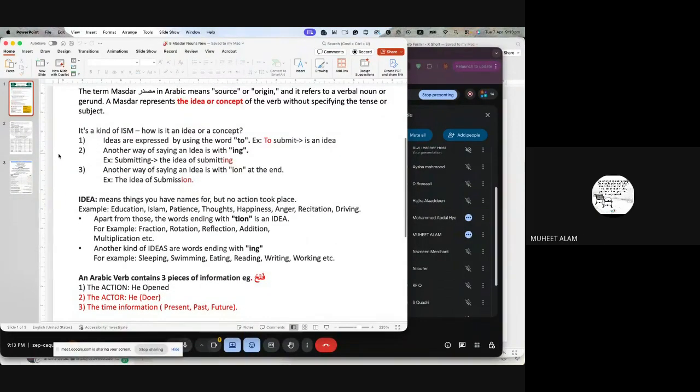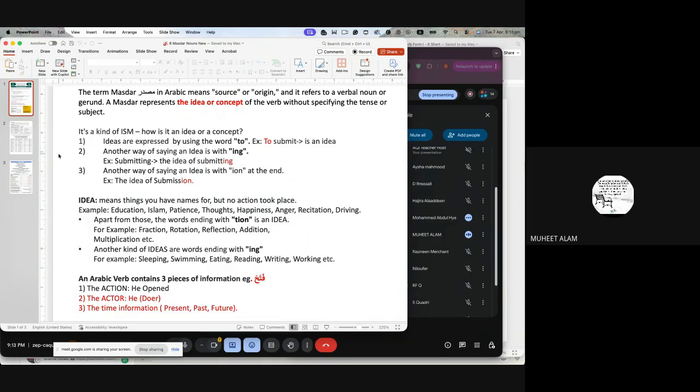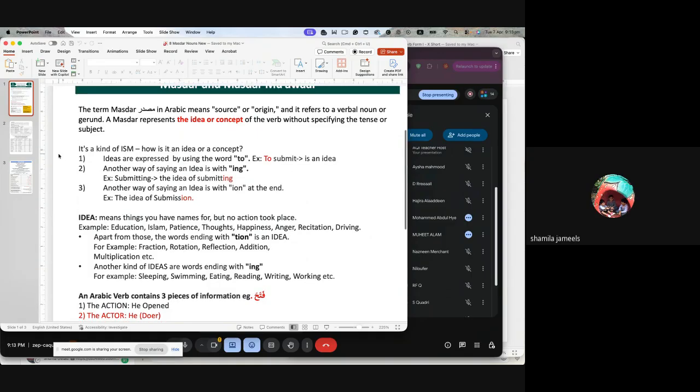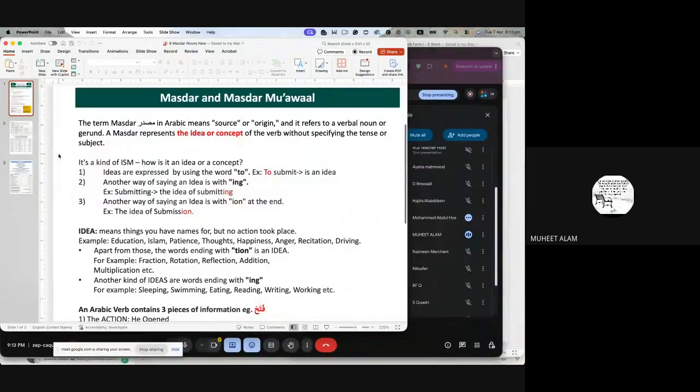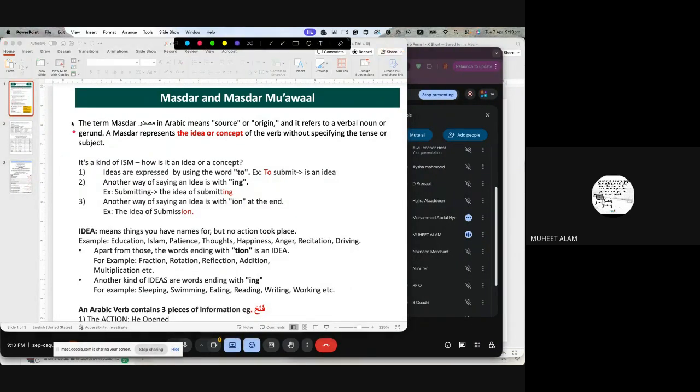Assalamu alaikum wa rahmatullahi wa barakatuh. So today in module 2, we will be learning the lesson Masdar and Masdar Muawwal.